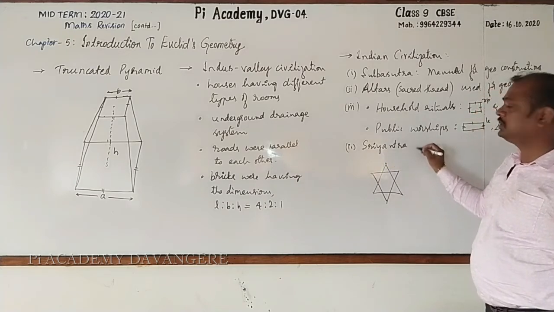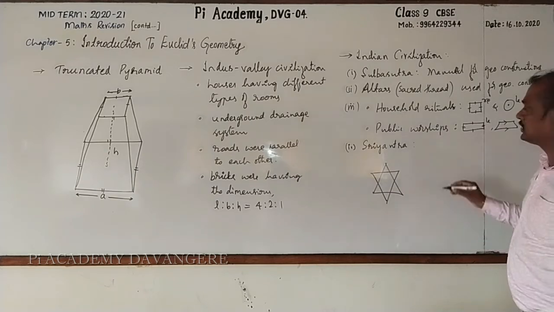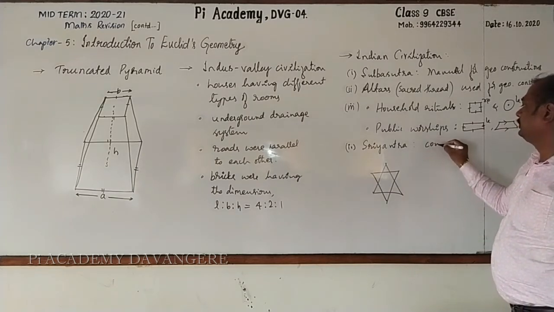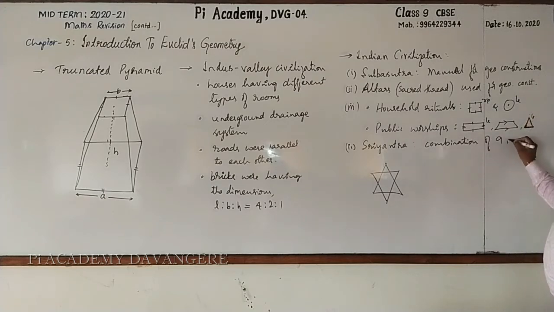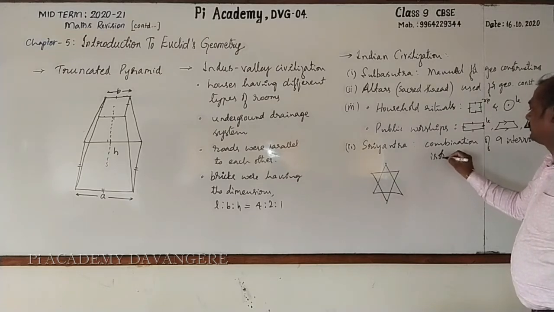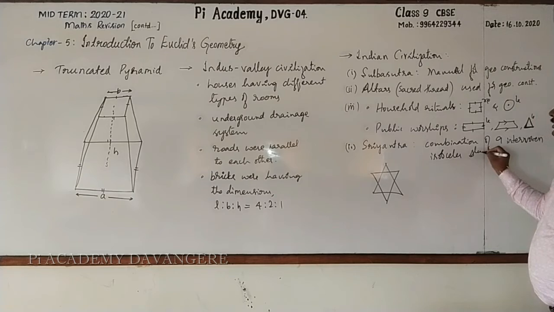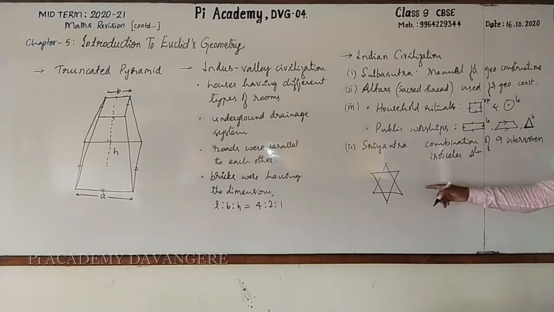S-R-I-Y-A-N-T-R-A. Sri Yantra. It is a combination of 9 interwoven isosceles triangles. Followed? Yes. Please go for copying up to here.